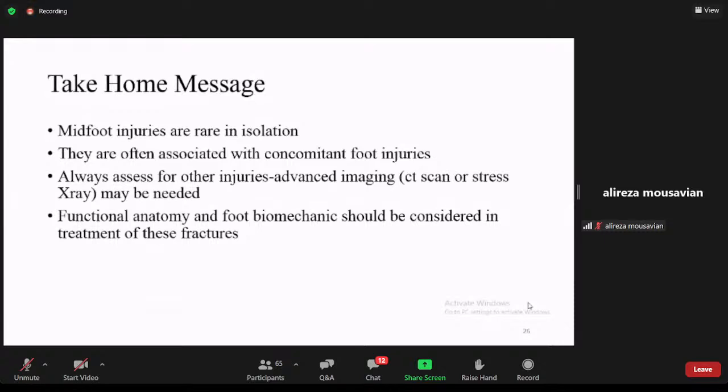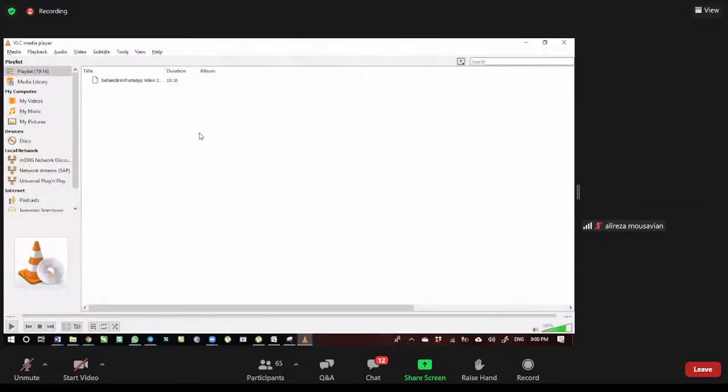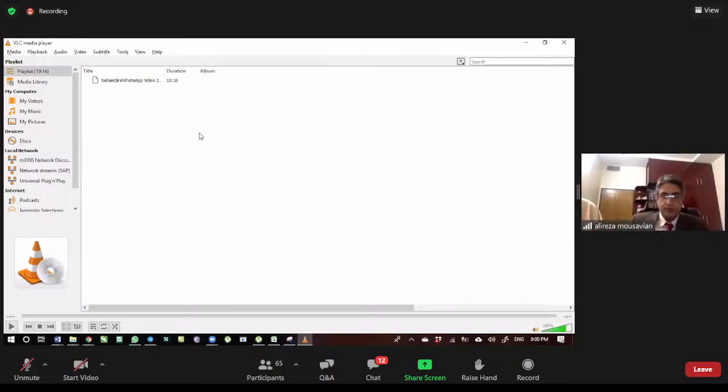And finally, take-home message. Midfoot injuries are rare in isolation. They are often associated with concomitant foot injuries. We should always assess for other injuries. Advanced imaging such as CT scan or stress views may be needed. Functional anatomy and foot biomechanics should be considered in treatment of these injuries.